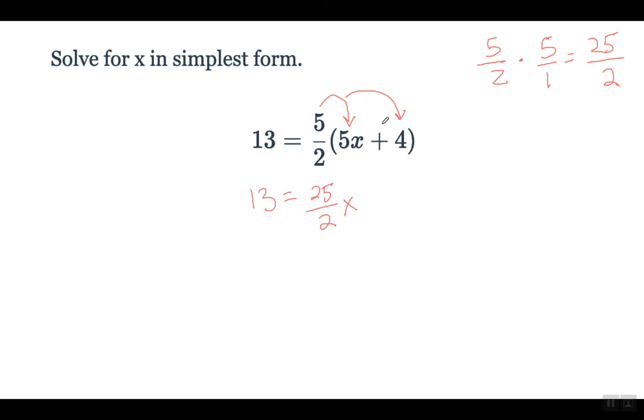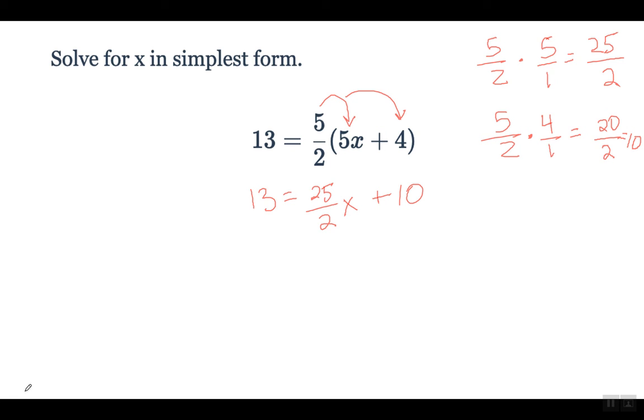Now I'm going to do 5 over 2 times 4. Put a 1 beneath the 4. On the top, I'm going to get 5 times 4, which is 20. On the bottom, 2 times 1, which is 2. And when you divide that, 20 divided by 2 equals 10. Alright, so right here, I'm going to have a 10.